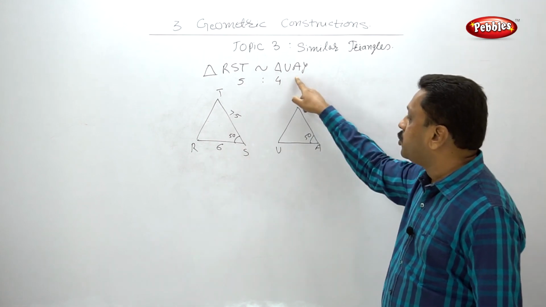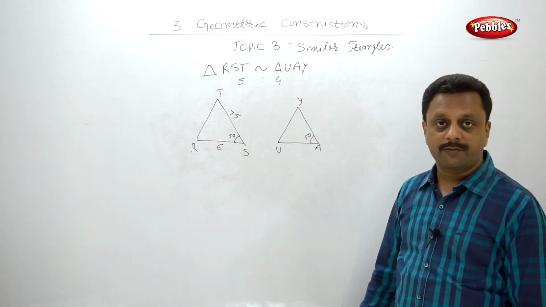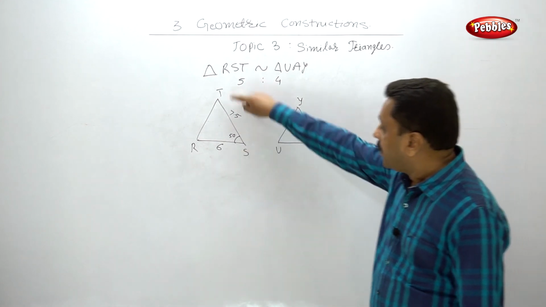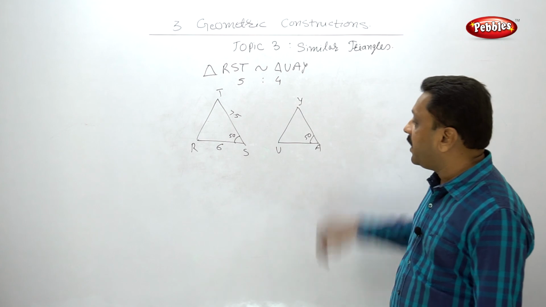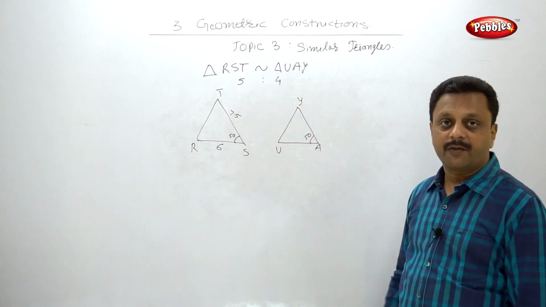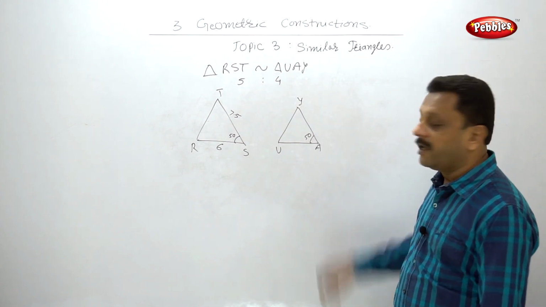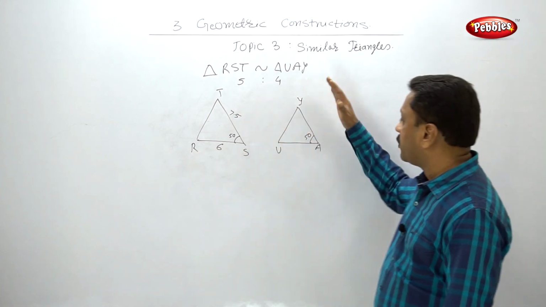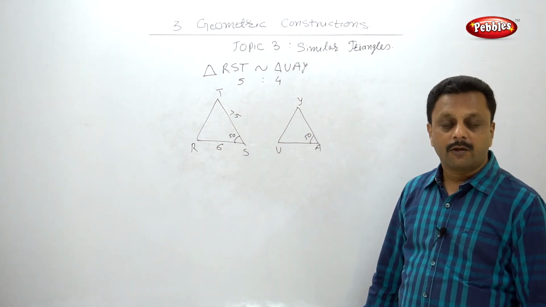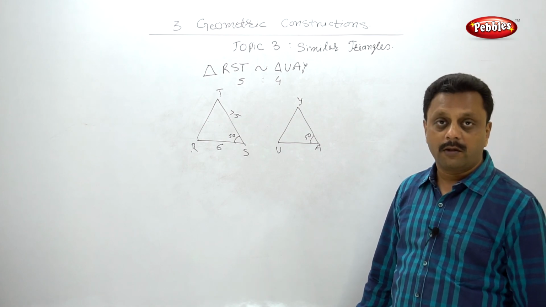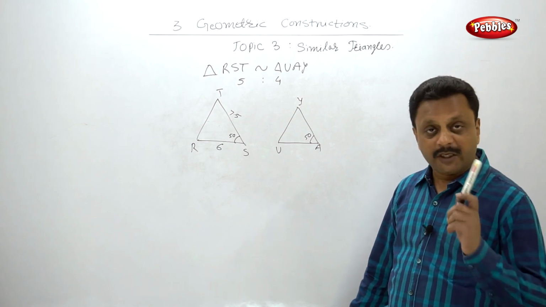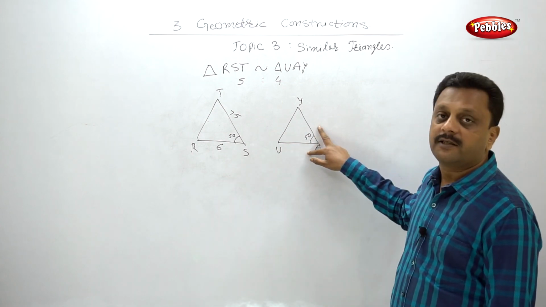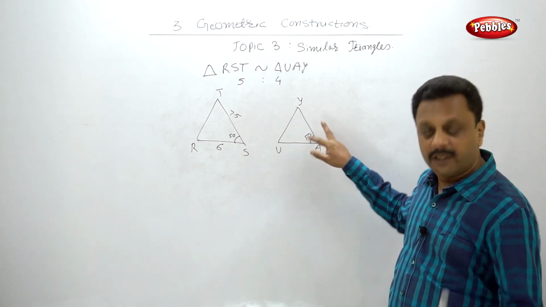RS upon UA is equal to 5:4, so you can find out UA. TS upon YA is equal to 5:4, so you can find out YA also. And the same way you draw this triangle, you can draw that triangle. So this is how you are going to draw the similar triangles. So please pause your video here, calculate these two sides and construct this similar triangle. Please do it now.